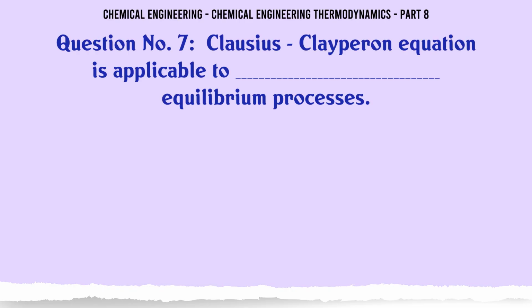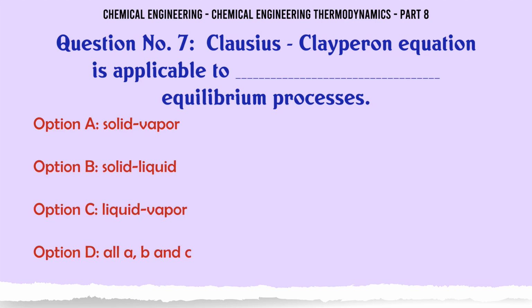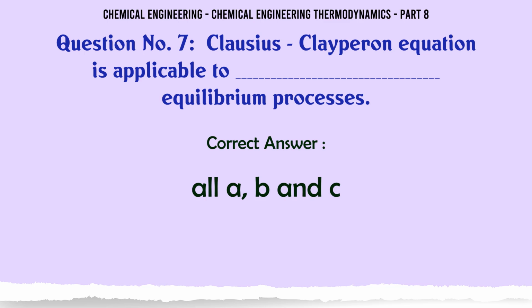Clausius-Clapeyron equation is applicable to equilibrium processes: A. Solid-vapor. B. Solid-liquid. C. Liquid-vapor. D. All A, B and C. The correct answer is all A, B and C.